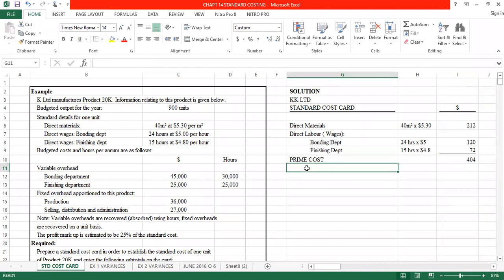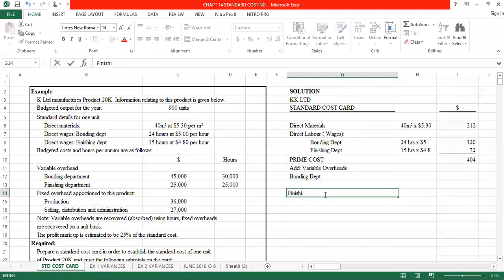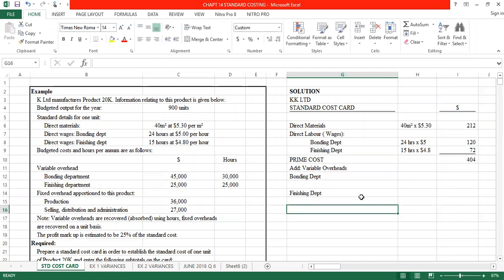Now to the prime cost, we add, what did we say? Variable overheads. And in variable overheads, again, we have 2 departments, the bonding department and the finishing department.